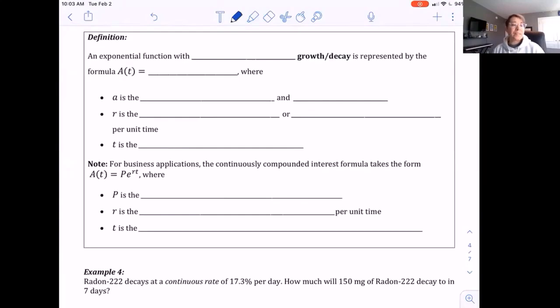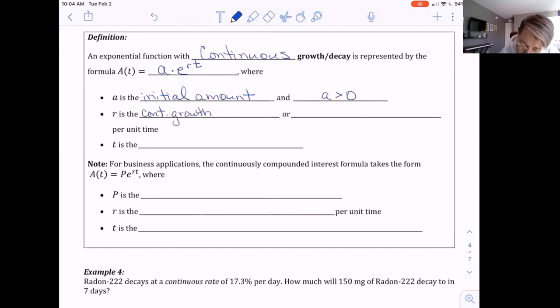Now, when do we use E? When we have a continuous growth or decay. And that's represented by the formula where we have A times E to the RT, where A again is the initial amount, and that initial amount is typically greater than 0. R is the continuous growth rate if R is a positive number, or the continuous decay rate if R is a negative number, okay?